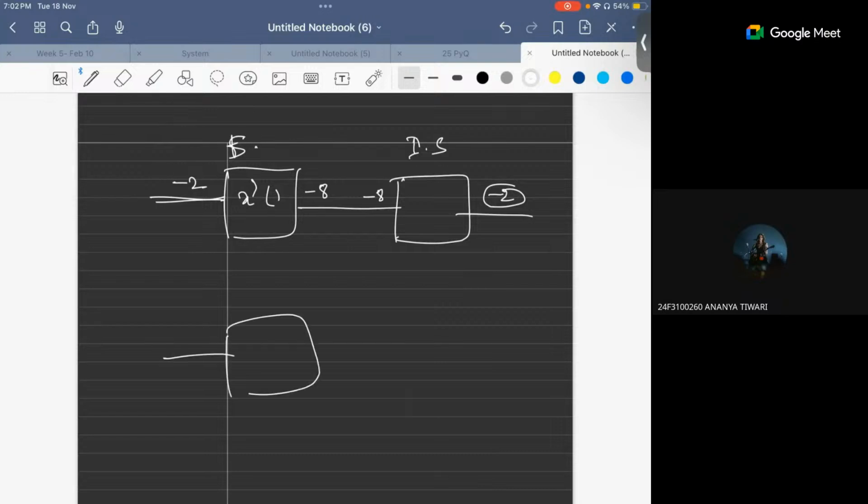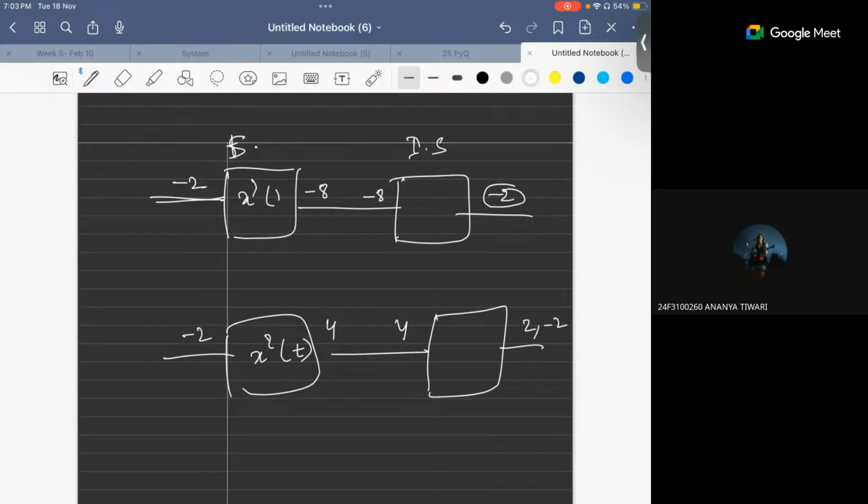But for example, x square. If you put minus 2 here, you get 4. But will there be an inverse system that gives you minus 2 from 4? No, right? It can give you 2 or minus 2. So that means x square is not an invertible system.